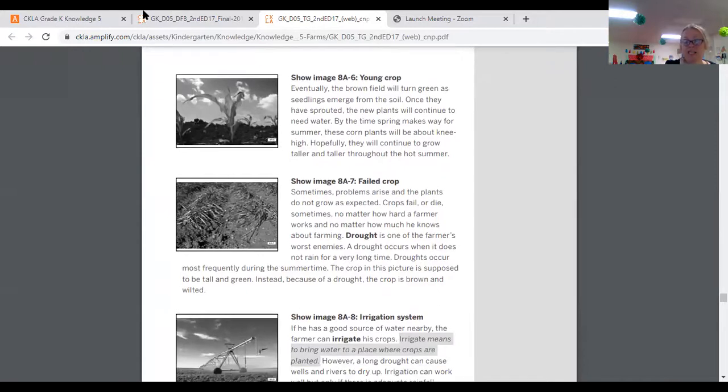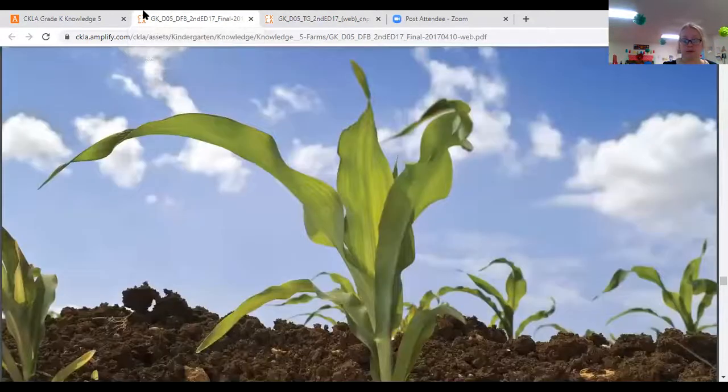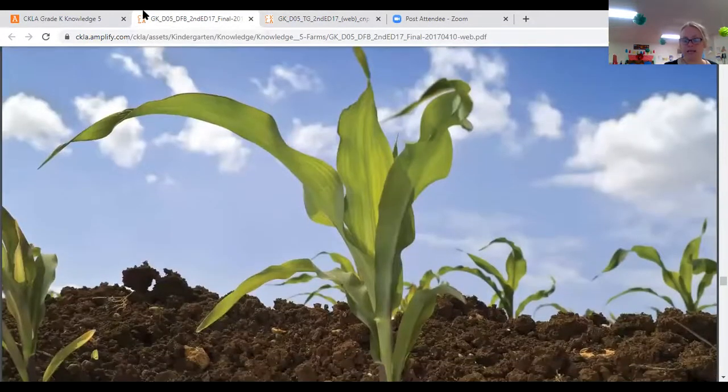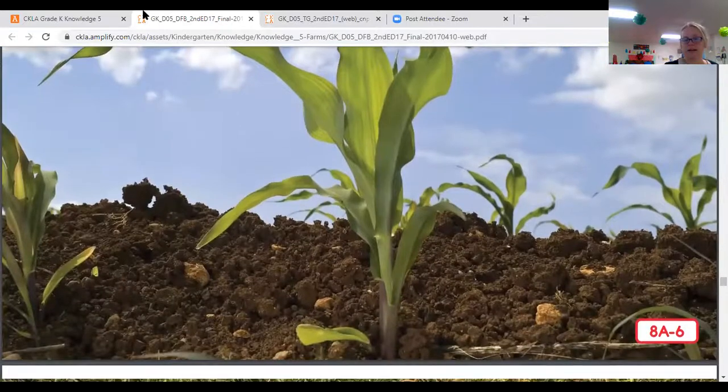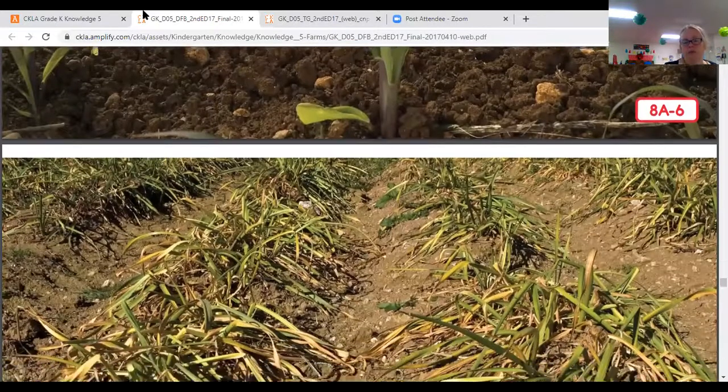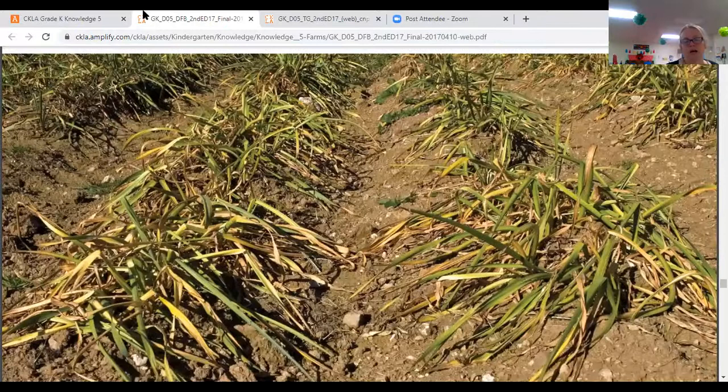8.6. This is a young crop. Eventually, the brown field will turn green as seedlings emerge from the soil. Once they have sprouted, the new plants will continue to need water. By the time the spring makes way for summer, these corn plants will grow about knee high. Hopefully they will continue to grow taller and taller through the hot summer. This is like a baby plant, baby corn. A lot of times when we think about corn, it's a whole lot taller.